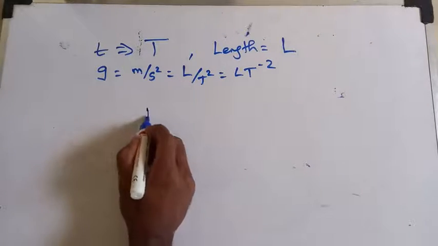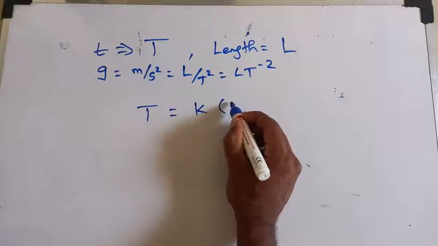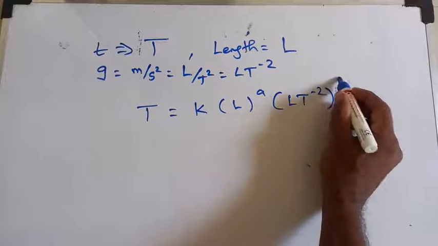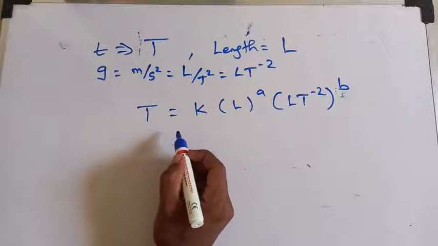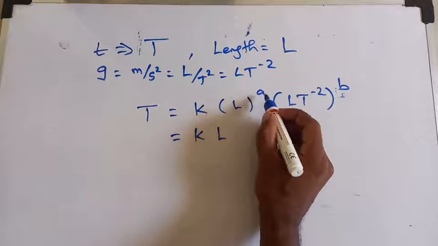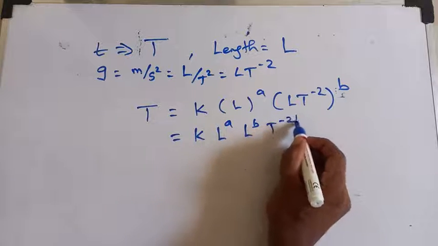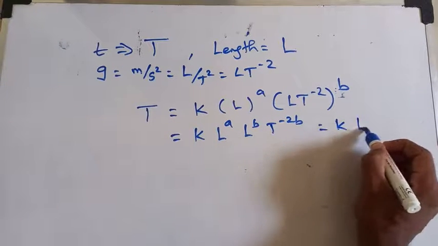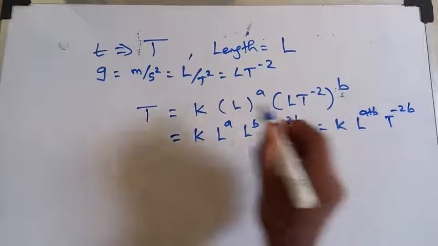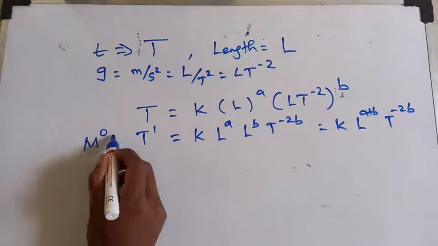If I substitute, T is equal to k into L power a, L T power minus 2, whole power b. Now I am just simplifying this by making L terms in one single. I am writing this as L power b T power minus 2b. I am writing this again as L power a plus b T power minus 2b. Here T power 1 only. Remaining things are here M power 0, L power 0.